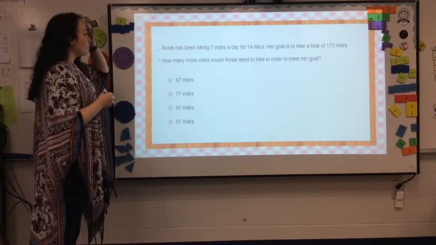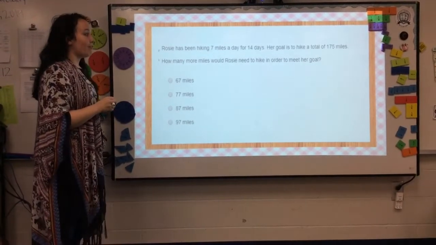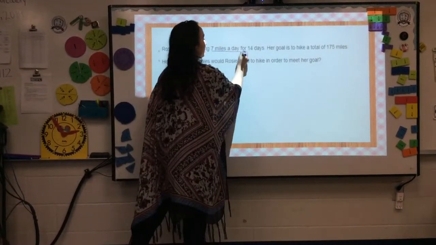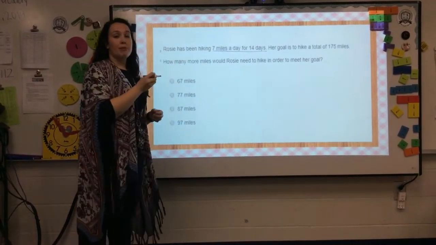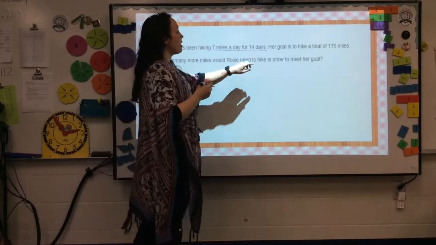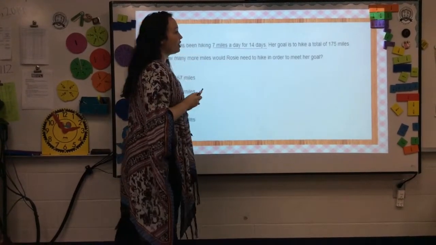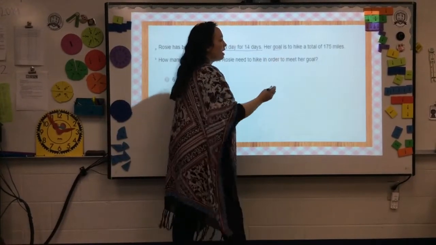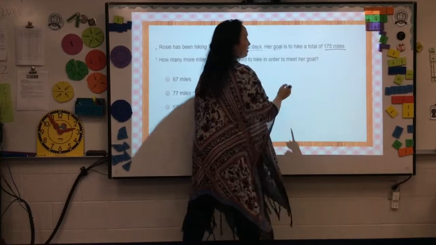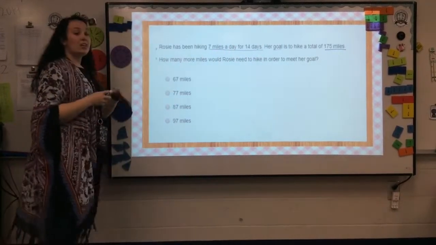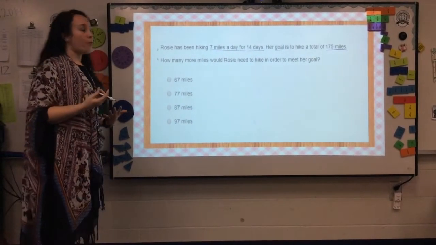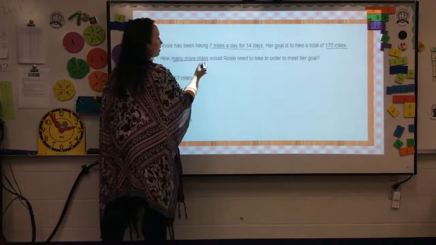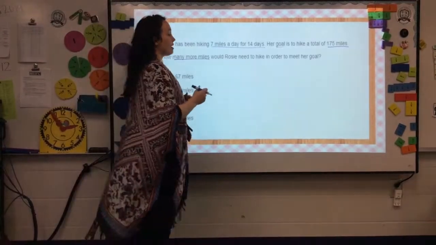So the first sentence: Rosie has been hiking 7 miles a day for 14 days. The part I'd annotate or underline would be 7 miles a day for 14 days, because that's key information I'm going to need to solve the problem. The next sentence says her goal is to hike a total of 175 miles. So goal is important, and so is 175 miles. Then the question, where it's actually telling us what we want to know and do with this information: How many more miles would Rosie need to hike in order to meet her goal?